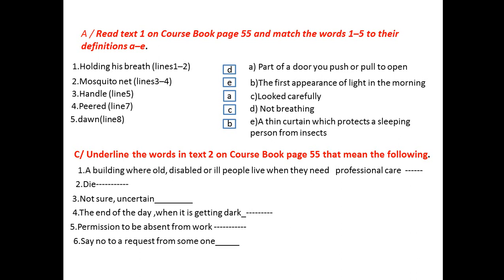Let's see the answer together. Number 1, a building: home. These words mean this according to the text or context. Number 2, die: pass away. Number 3, not sure: doubtful. Number 4, the end of the day: nightfall. Number 5, permission: leave. Number 6, say no: refuse.